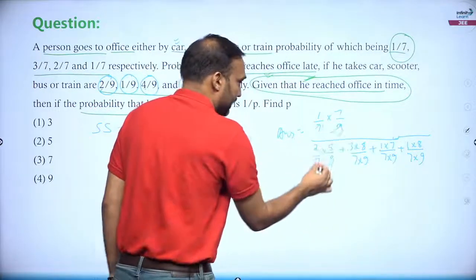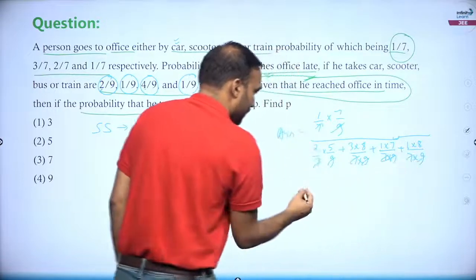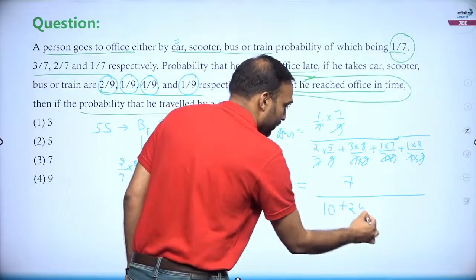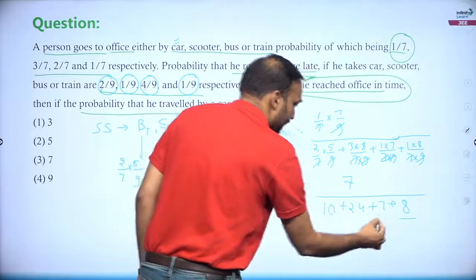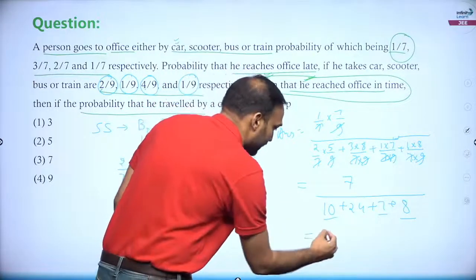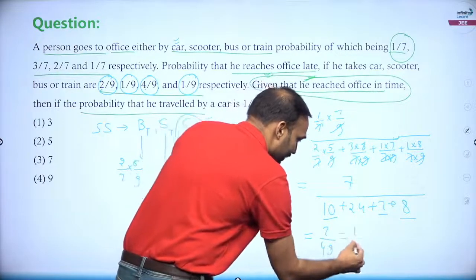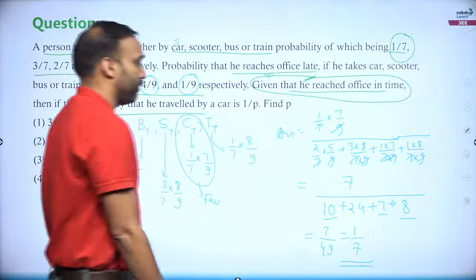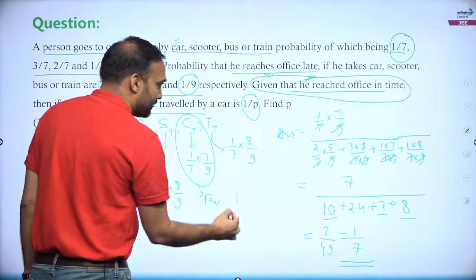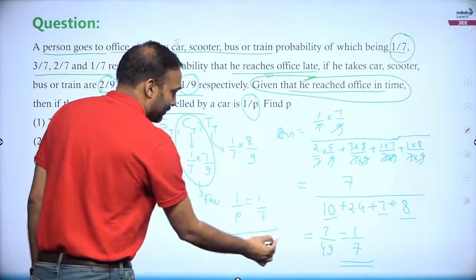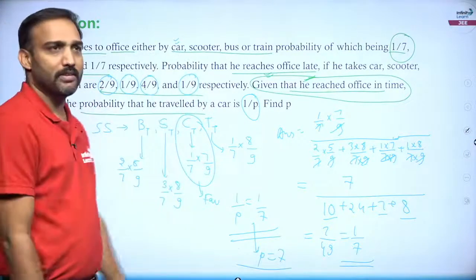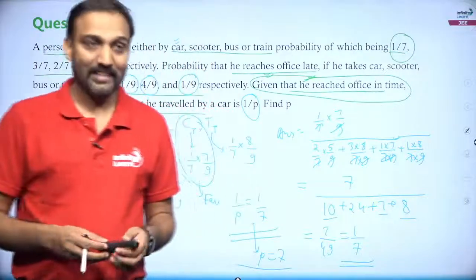So 7 into 9 will get cancelled out from everywhere. I will be left with 7 in the numerator upon 10 plus 24 plus 7 plus 8. 8 plus 7 is 15. 15 plus 10 is 25. 25 plus 24, that is 49. So I got 7 by 49, which is nothing but 1 by 7. So the probability is 1 by 7. That is my answer. But I have to find out P. So 1 by P is equal to 1 by 7. Right. So it is obviously P needs to be 7. Option number 3rd is the correct answer. Let us move ahead now.